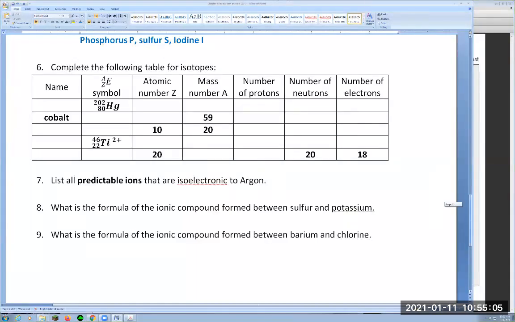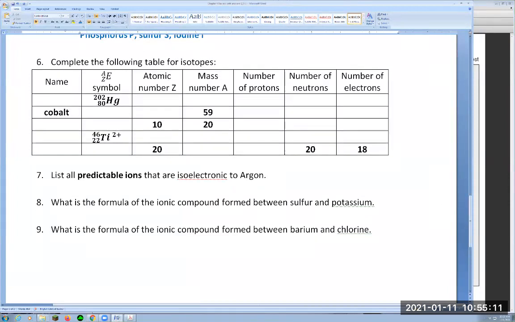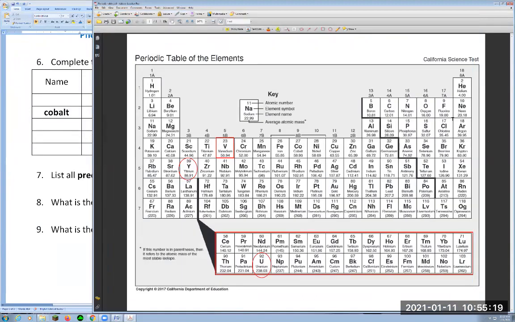So we need to do question 6 now and complete the following table for isotopes. Isotopes, by definition: iso means same, and tope comes from topos, which means place in Greek. So isotopes means atoms you find in the same place on the periodic table. For example, carbon has several isotopes, and what differentiates the isotopes of carbon is the mass.